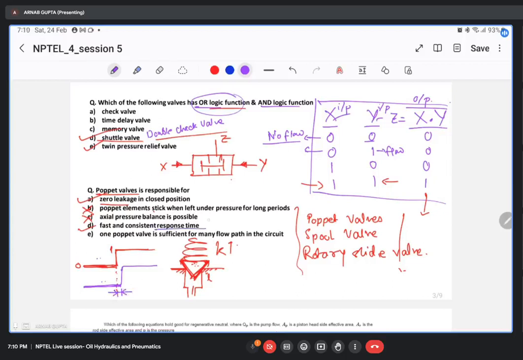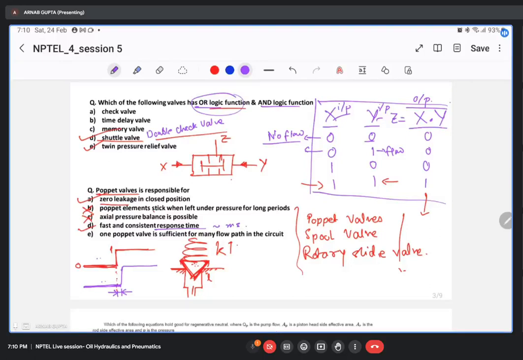So this is very less and it is consistent. After every cycle, it won't be changing. So that is why this type of valve is more reliable. And as I said, it will be in the range of a few tens of microseconds.